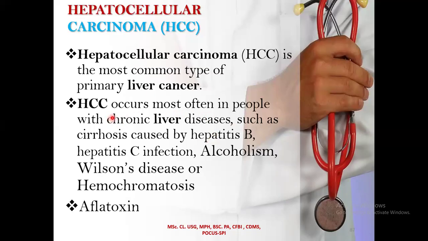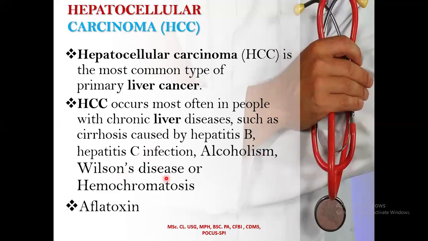So HCC occurs most often in people with chronic liver diseases, such as cirrhosis caused by Hep B, Hep C infection, alcoholism, Wilson's disease, or hemochromatosis. So we have talked about the fact that hepatitis B can cause cirrhosis, and I gave you the cycle that cirrhosis can progress to liver cancer, or you can die from cirrhosis without getting to cancer. Hepatitis C, the same thing, alcoholism, the same thing. We have talked about it.